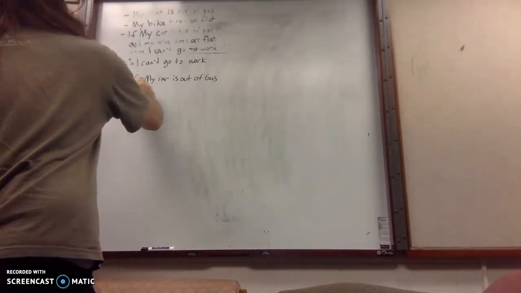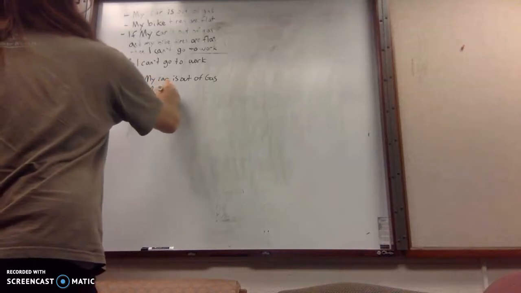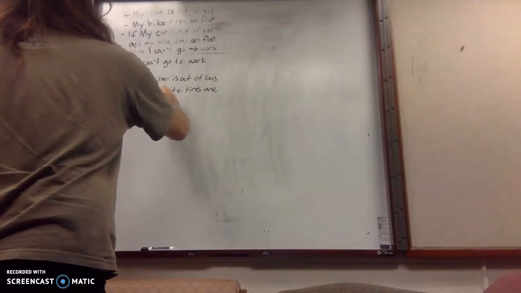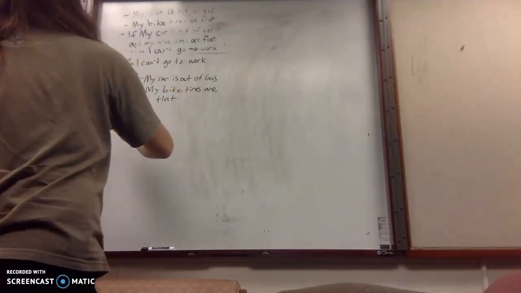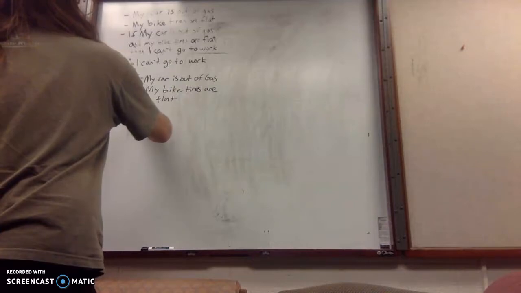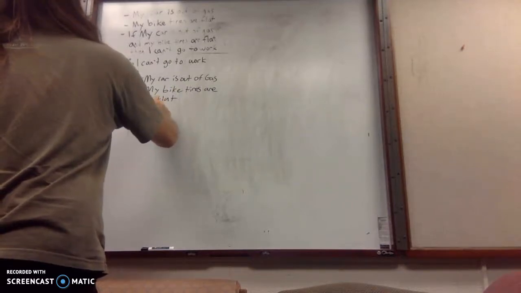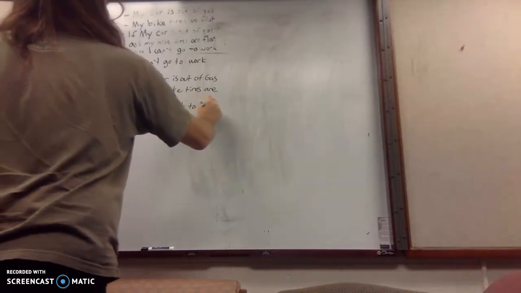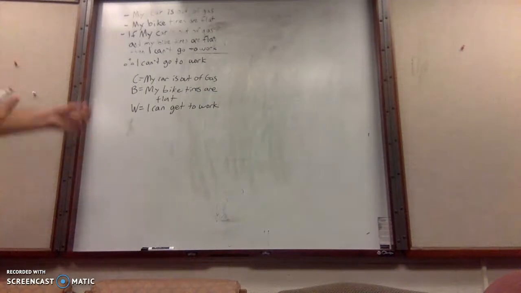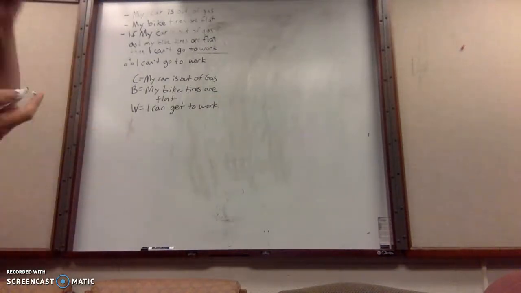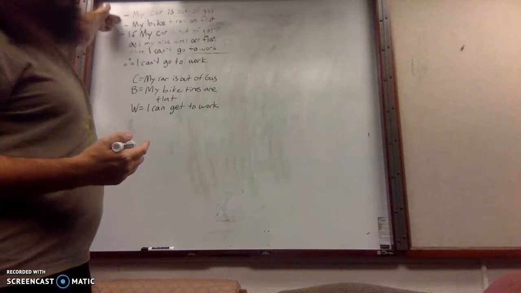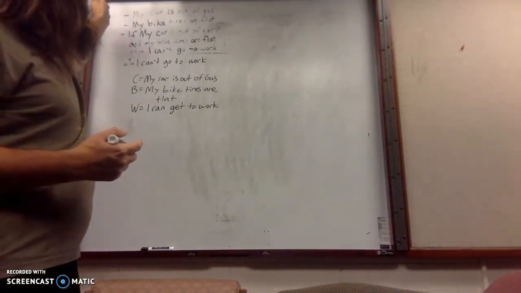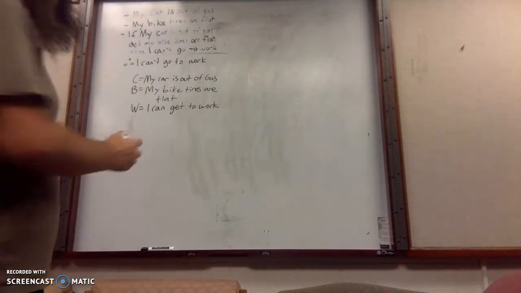B perhaps equals my bike tires are flat. W equals I can get to work. If we're going to translate this argument into symbolic form, we do it this way. The first premise is my car is out of gas.